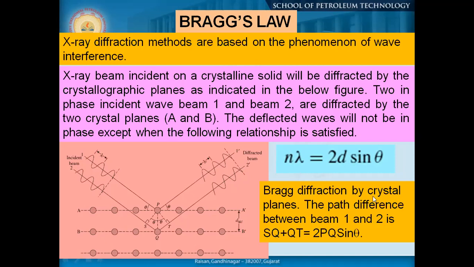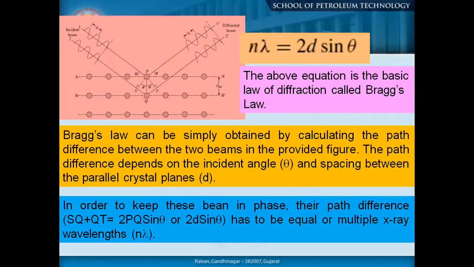So Bragg's diffraction by crystal planes: the path difference between beam 1 and 2 is 2 lambda. Lambda is basically the wavelength. This is how we try to understand it. The above equation is the basic law of diffraction, called Bragg's law. We extensively use this Bragg's law to understand the distance of the crystal planes.